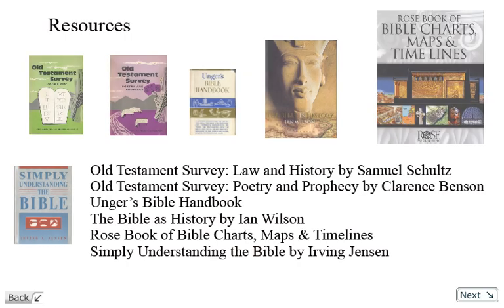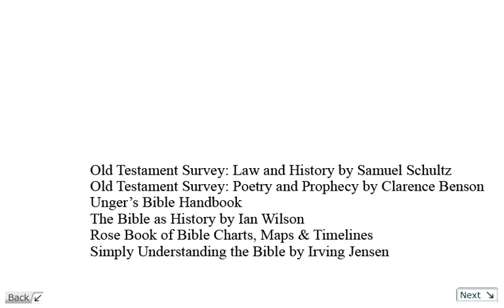Here are some resources, some books that you can go to. I'm not sure about the first two there, if they're still published. There's the Unger's Bible Handbook, and there's several other handbooks available. There's Bible charts, maps, and timelines, Simply Understanding the Bible. And my favorite, because it agrees with my view the best, is The Bible is History by Ian Wilson.